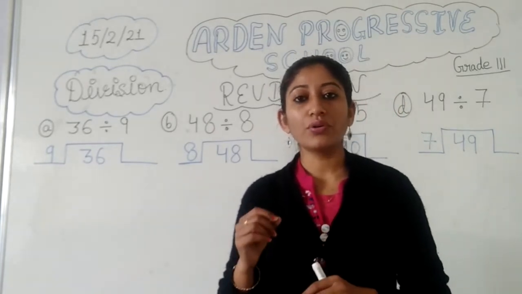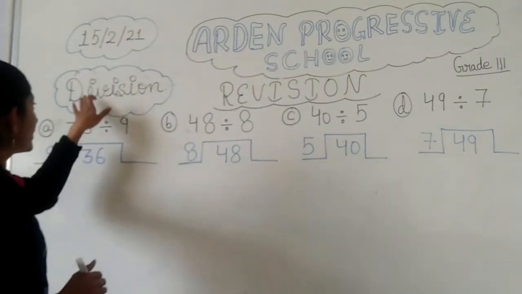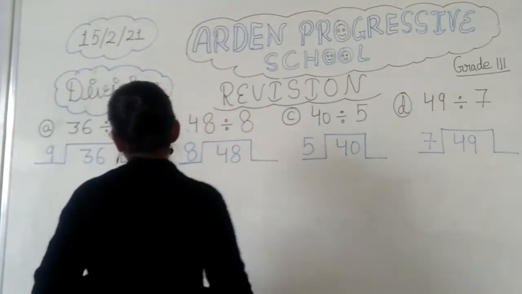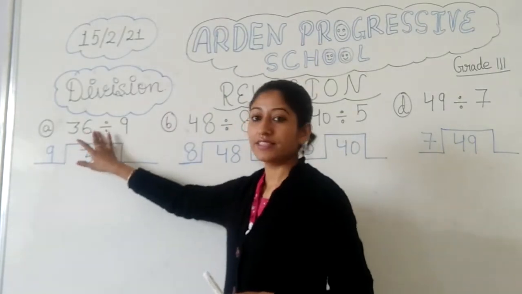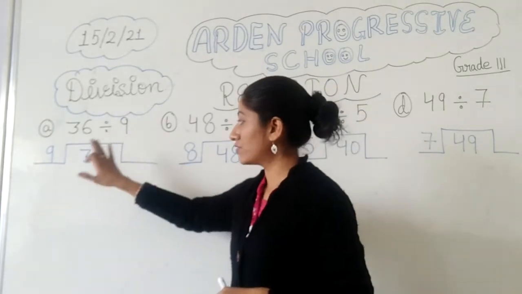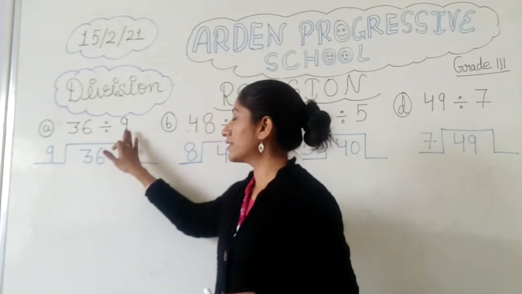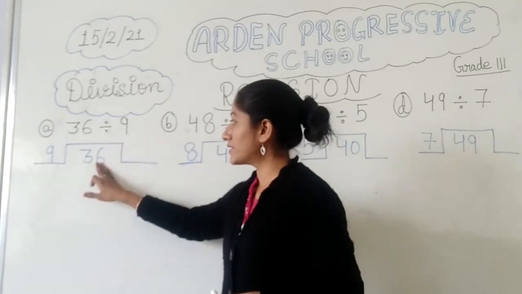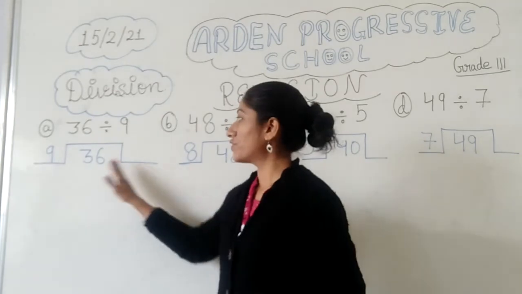So students, today we are going to start division. You can see what I have written here, division and revision. Today we are going to revise division. Now in division you can see the first one is written 36 divided by 9. So we have written 9 and 36. 9 is the small number, it will come here, and the number which we have to divide will come inside the box, and the number by which we have to divide will come here. Okay, first you have to make this box.